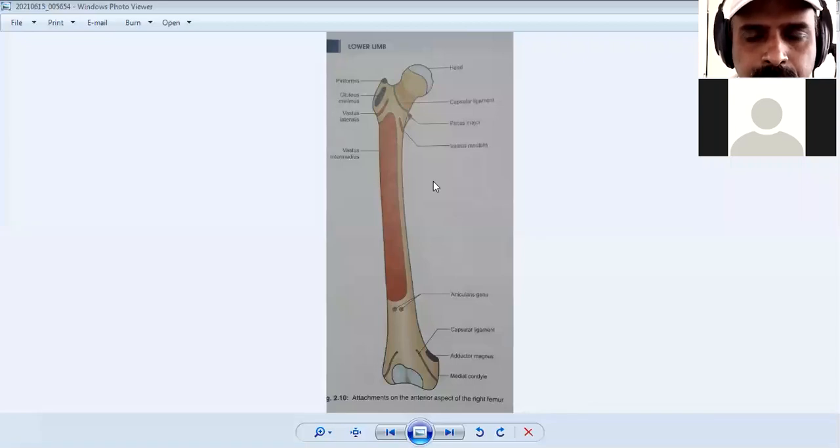Next point we are going to deal with is the anatomical position of the femur. Anatomical position of the femur, you have to explain. First point, the head is directed medially, upwards and slightly forwards. This is very important. Head is directed medially, but slightly upwards and forwards. That is all you have to remember regarding the head.